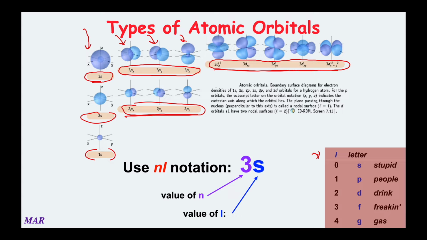So it's really important that you know how to find the N and the L value. The N is easy, it's just the number. The letter, you have to figure out what it stands for. And there's different versions of this. Stupid people drink freaking gas. Stupid people drive freaking gas hogs. If you want to go H5, which is down below. All of these are good, but you do need to know what number is associated with the letters. Make sure you memorize that.